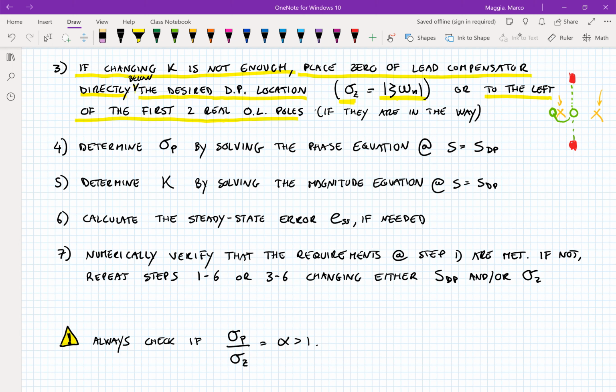Now, once you've picked the zero, you must pick the pole so that it solves the phase equation associated with the characteristic equation. And that is, you determine sigma p by solving the phase equation evaluated at your dominant poles. And then you have the chance of determining k by solving the magnitude equation at the dominant pole location.